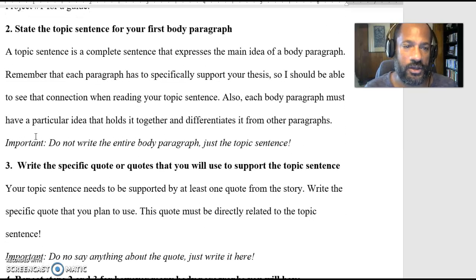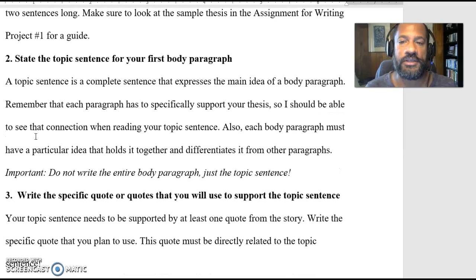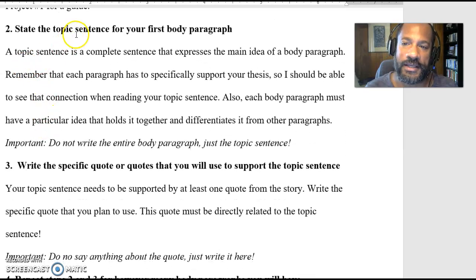The next thing that you're going to do, that's for the first part of the writing plan, you just need the thesis. For the next thing, you're going to state the topic sentence of your first body paragraph. And as we said before, a topic sentence is a complete sentence. I don't want a fragment, I want a complete sentence that expresses the main idea of that body paragraph. It tells us what we're going to get in this body paragraph. Again, it's like the label. How would we label this body paragraph? What's going to go in it?